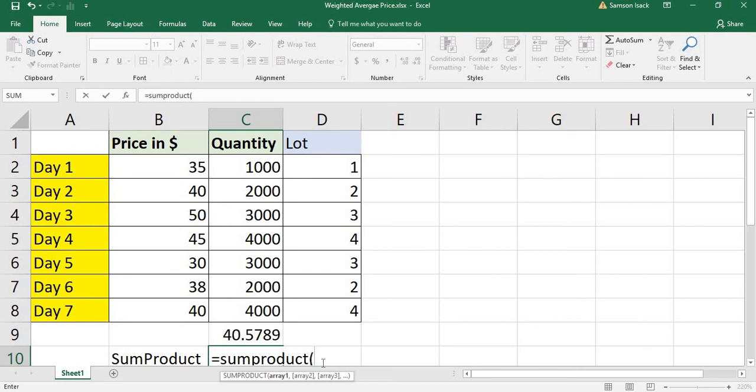Okay, so what I'm going to give is the first array, or list. An array is nothing but a list of numbers. In this column we have price in column B, so B2 to B8. Why am I not starting from the first cell? Because it is the header, so I just leave the header. Okay, then the quantity.